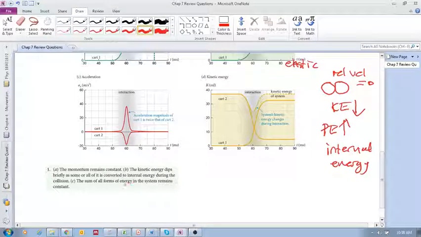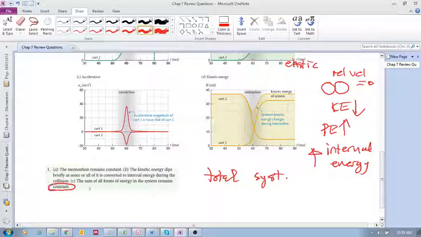Okay. Now the total energy of the system. This graph here is only looking at kinetic energy, how it dips during this interaction, and during this dip, there's an increase of internal energy. Okay, but the total system energy remains constant. Right? The total system energy remains constant. All right. Cheers.